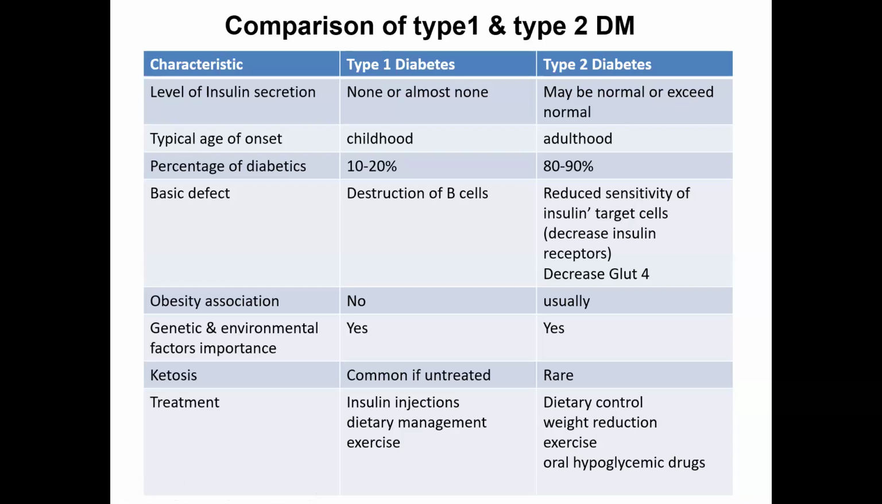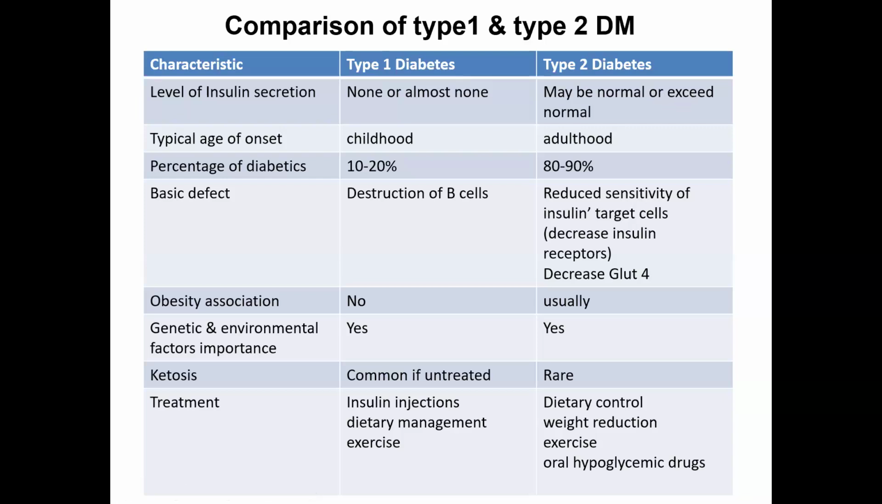Because the target cells have become resistant to the insulin, insulin is unable to produce its effect. The effect of the insulin was to decrease the blood glucose level, but now the target cells have resistance, so the insulin cannot reduce the blood glucose level.